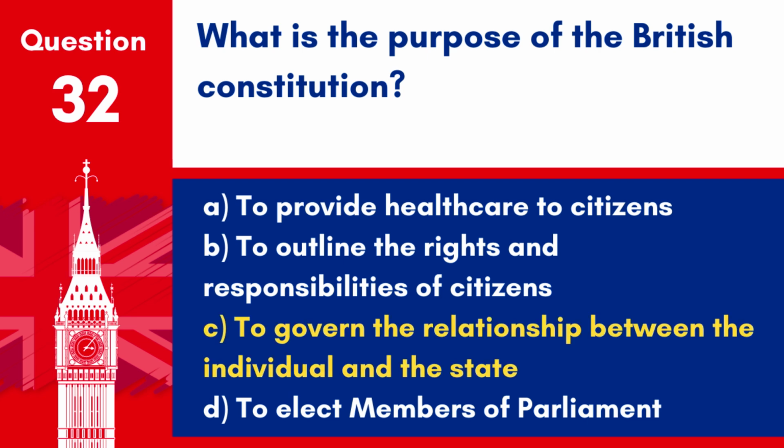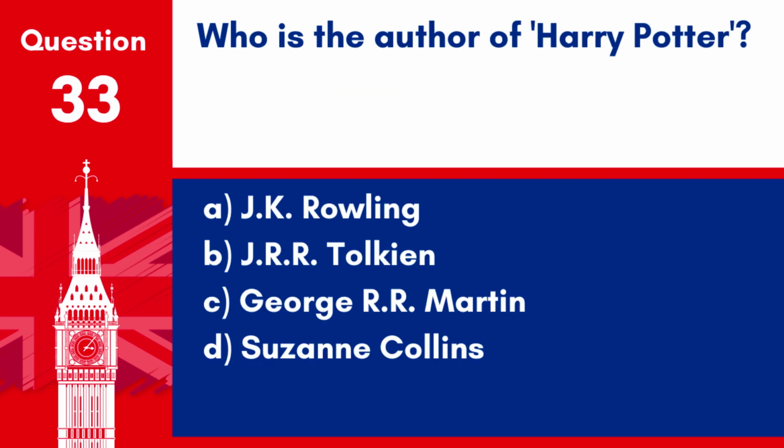Answer. C. To govern the relationship between the individual and the state. The British Constitution, which is uncodified and made up of statutes, common law, and conventions, governs the relationship between the individual and the state.